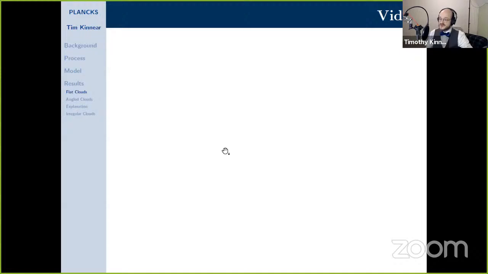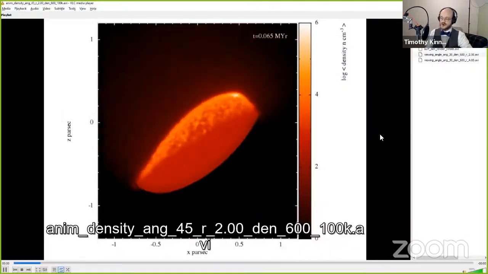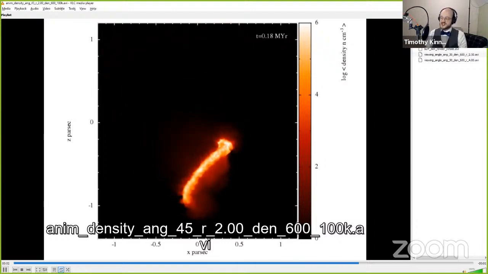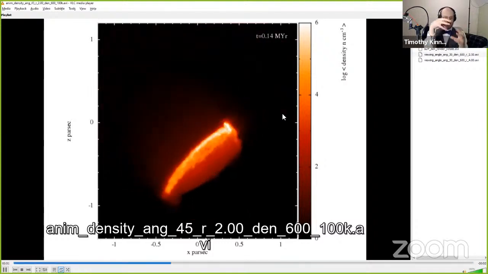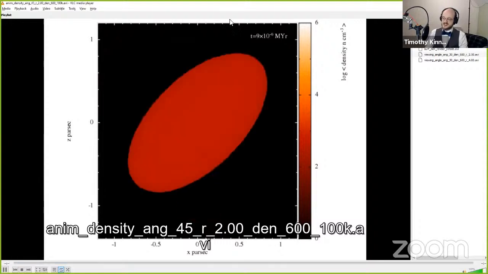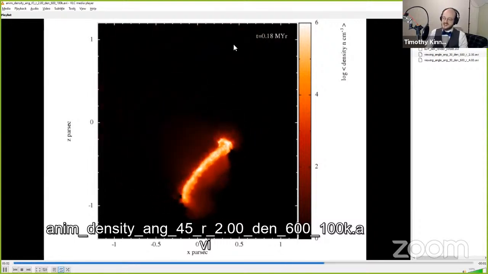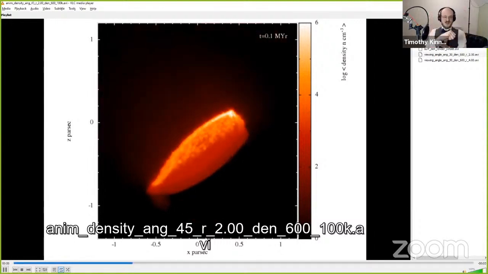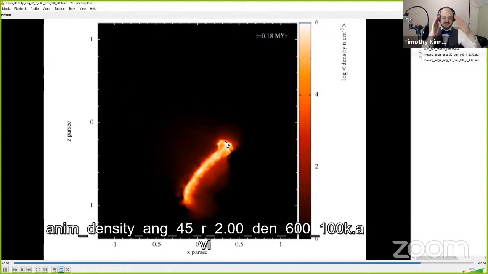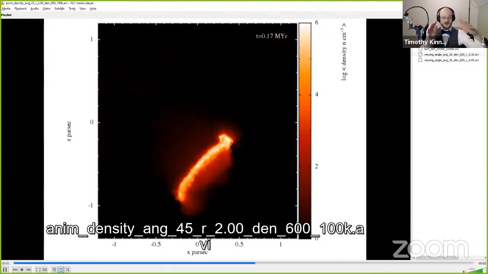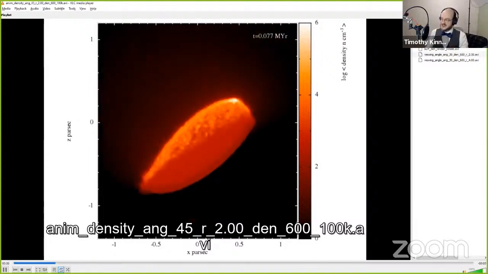And I've got some videos of the angled clouds as well. And this is more or less what they look like while they're forming. So this is a low density cloud starting off as prolate at an angle that's been subject to radiation from above. And you can see that you get this kind of wave cascading over the top of the cloud as these two edges come in. And the shock fronts are moving more or less normal to the ellipse.